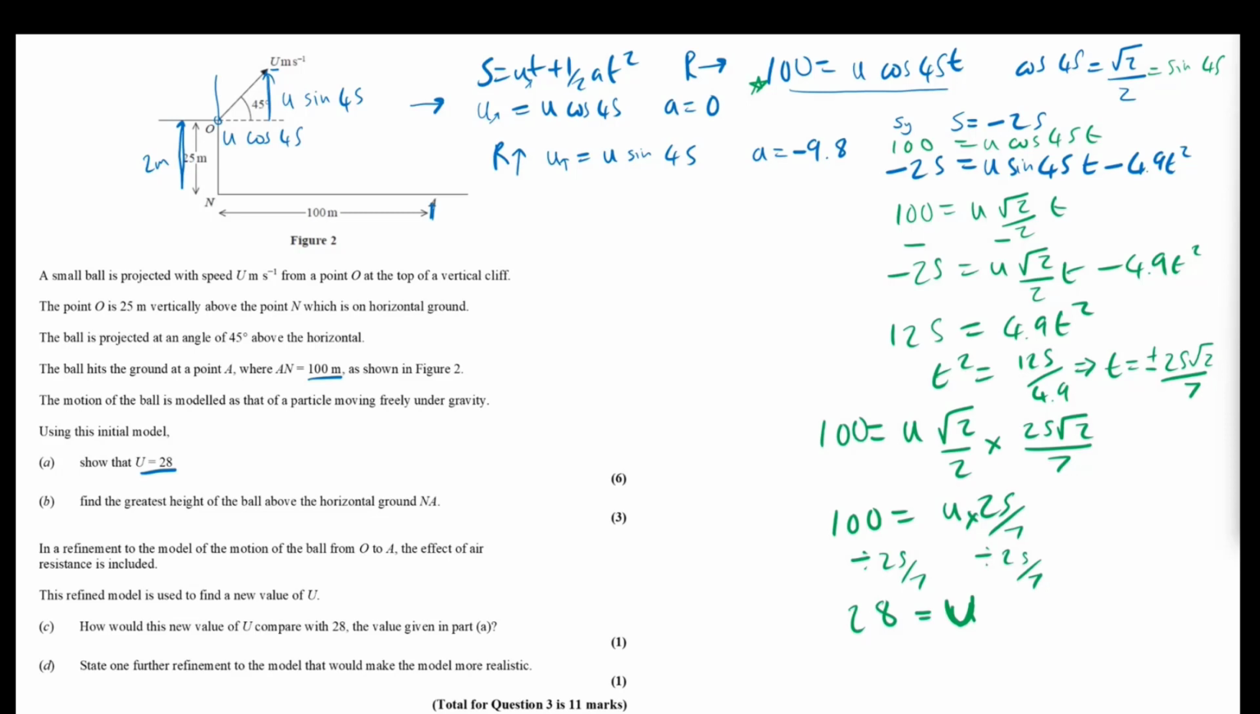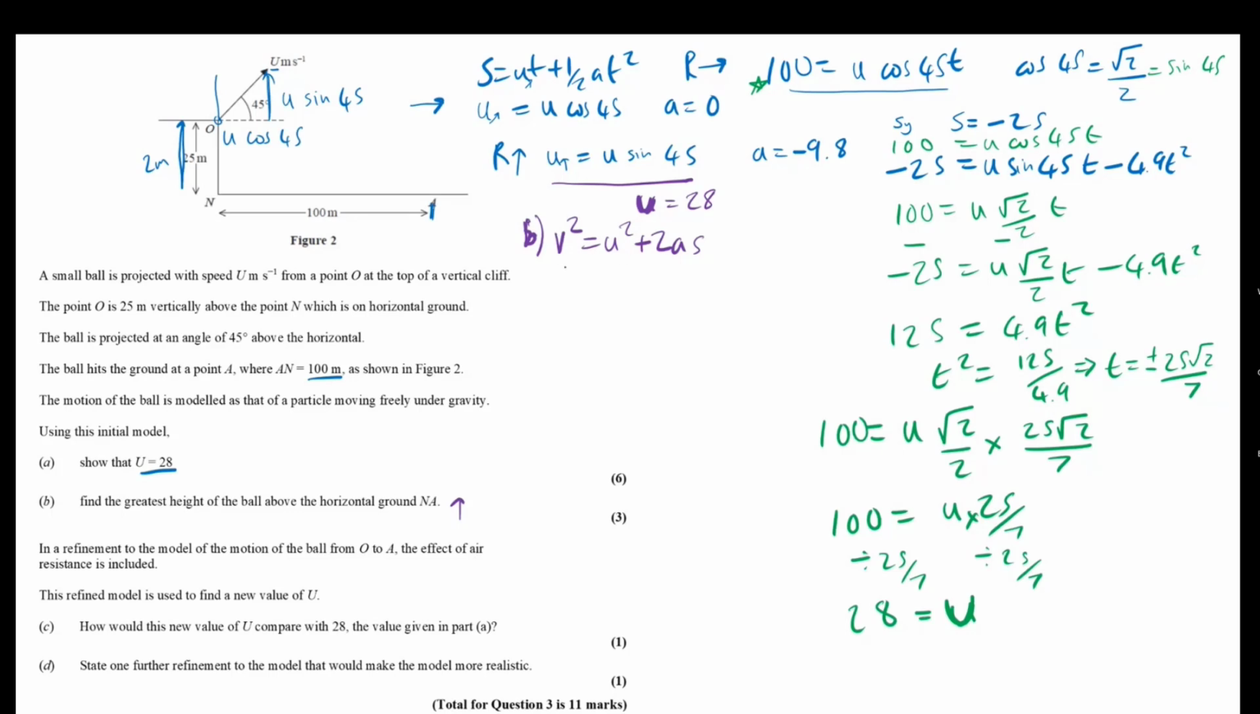So depending on what SUVAT formula you use, hello Derek, we can use v squared equals u squared plus 2as. Now remember, it's the greatest height above the horizontal ground, so we do have to use this. Remember, u, the big U in this question is 28, because s will give us the height.